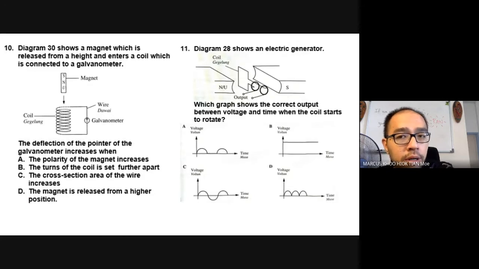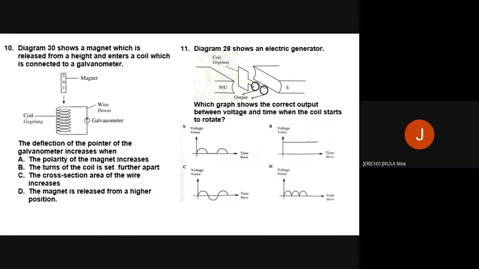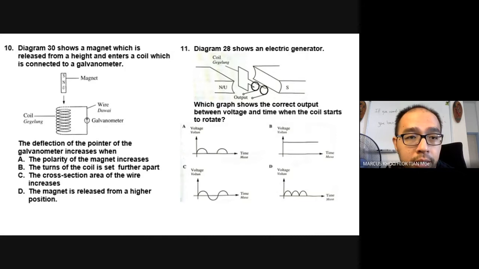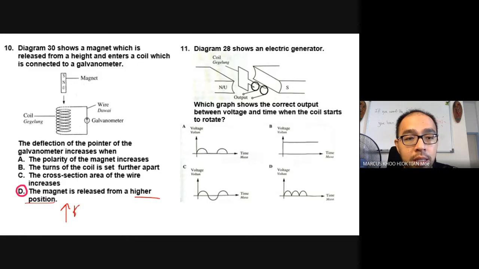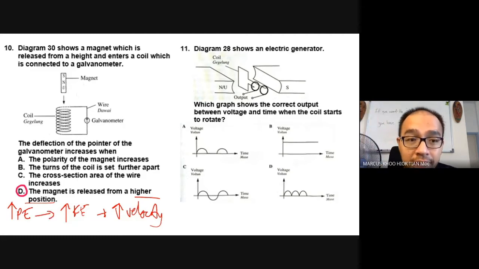Number 10, Jericho. B. All right, the magnet is released from a higher position. Higher position means higher potential energy, which means when you let go, you will have a higher kinetic energy, which means that it will have a higher velocity.